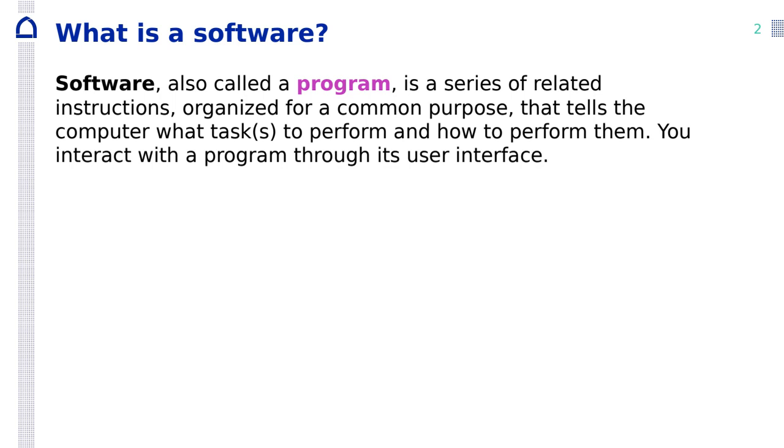Short answers. Software, or called program, is a series of related instructions organized for a common purpose. Okay? It will tell the computer how to process the tasks, how to perform it, and how to interact with the program.